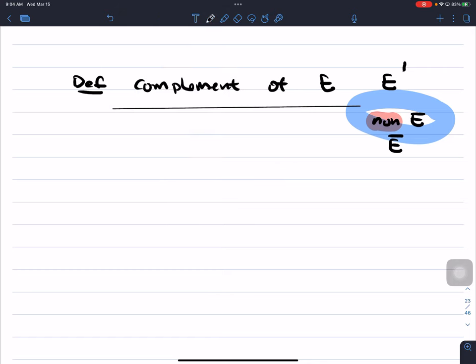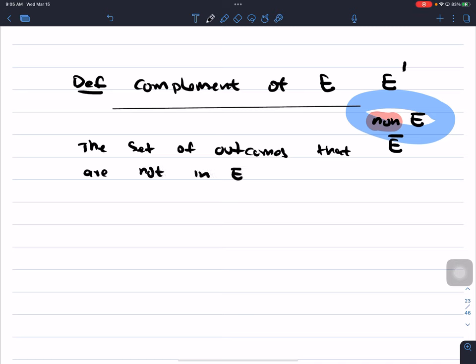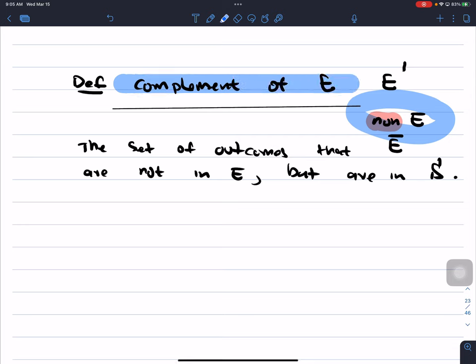This is the set of outcomes that are not in your event E, but are in the sample space S. This is the definition of the complement of an event. Now, how do you want to remember this? It's the outcomes that are not in E, but are in S. These things are not in E.